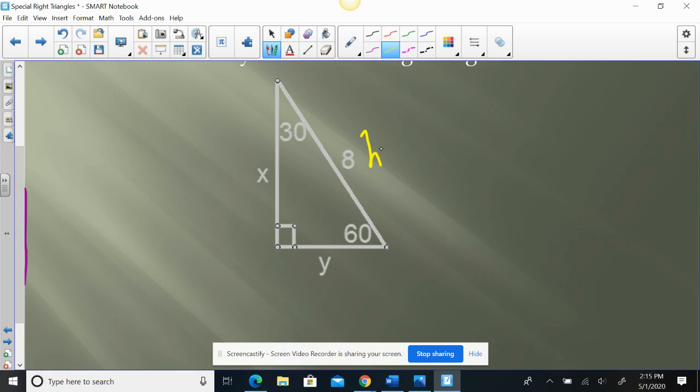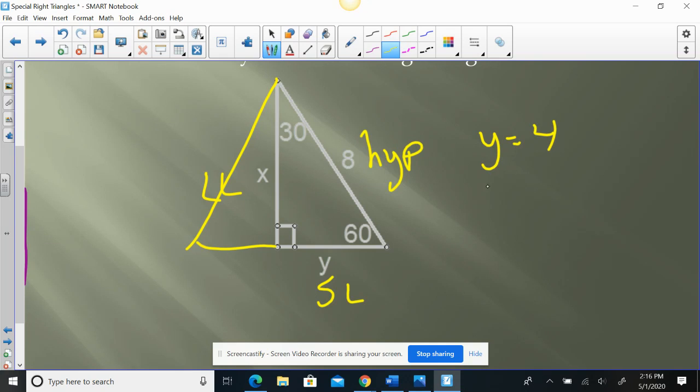All right, I like the way yellow looks. So hypotenuse, short leg, long leg, and the triangle might flip. All right, so here you go. My equilateral's cut in half, y is 4. My long leg is my short leg times square root 3, 4 square root 3.